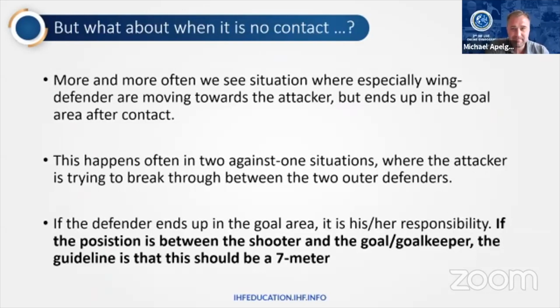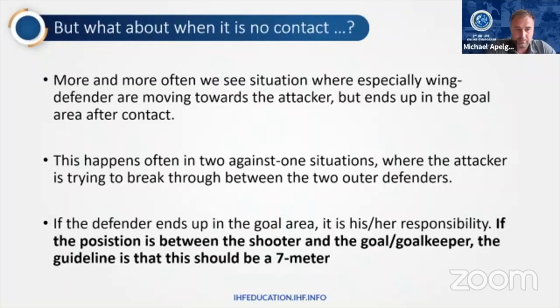Then we go a little bit further. If it's no contact, then we see, or more and more often see situations where especially the wing defenders are moving towards the attacker, but end up in the goal area after a contact with, for example, a side back. It happens often in 2-against-1 situations where the attacker is trying to break through between the two outer defenders, of course.